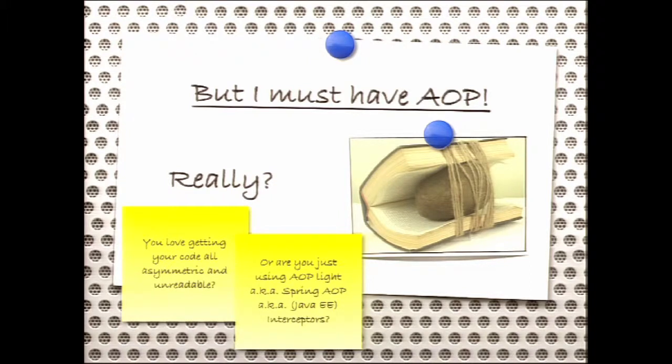So Spring has something which is called Spring AOP, which is what I like to call a lightweight version of AOP. And so does Java EE with interceptors, in both the EJB specification and also with CDI interceptors. Right? So we have that.